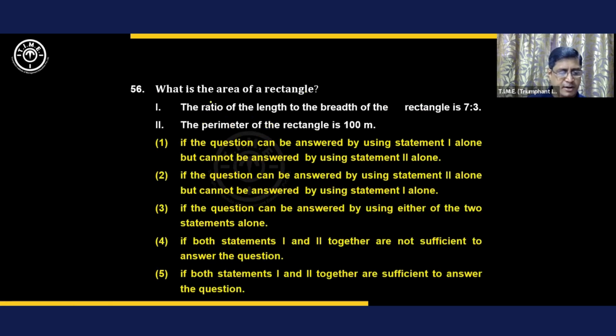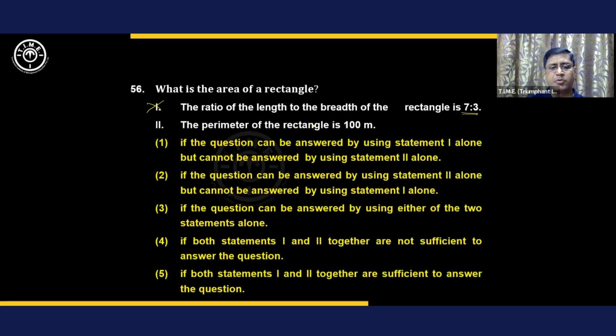Now look at the first statement. The ratio of the length to breadth of the rectangle is 7:3. Only the ratio of the length and breadth is given. Is it possible to find the area? No, not possible, because it is the simplest form of the original number. Hence, it is not possible to answer with statement 1 independently.